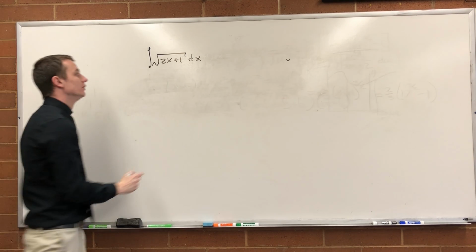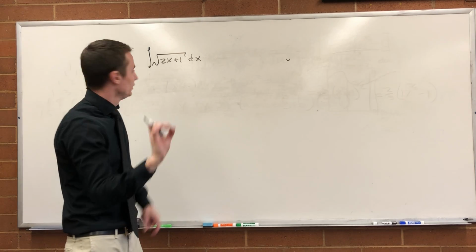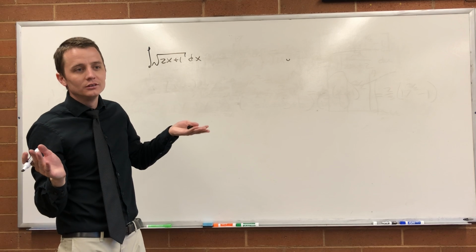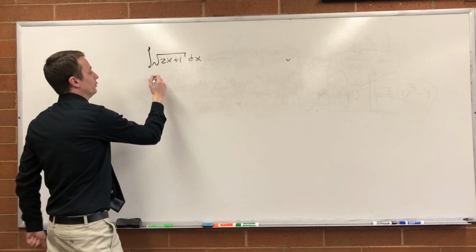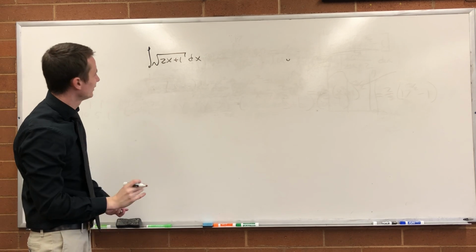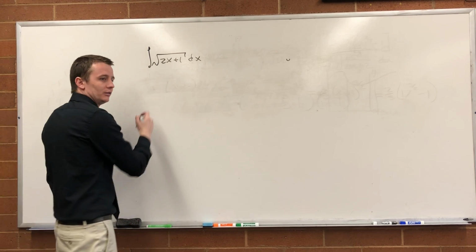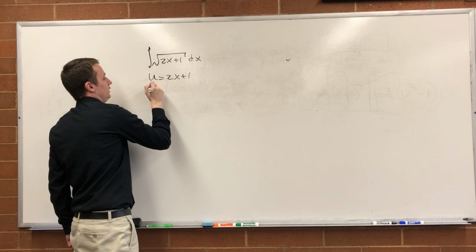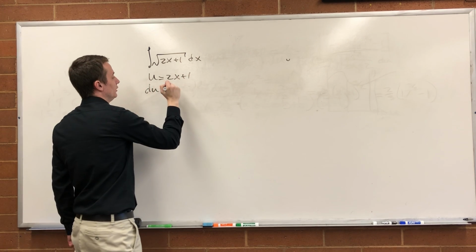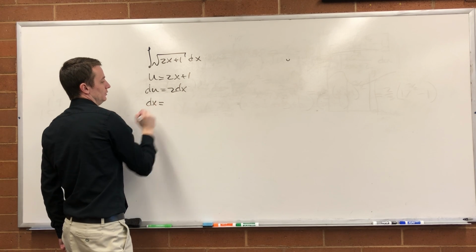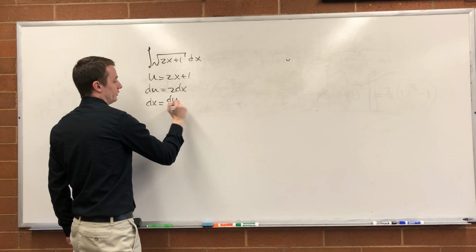2x plus 1. Even if you don't see where the derivative is, try and just throw out a guess for u. Sometimes something's begging to be u. So even if you can't see all the way down the road, it makes sense. U should probably be 2x plus 1. If u is equal to 2x plus 1, what is du equal to? 2 dx. So what does dx equal? Du over 2.